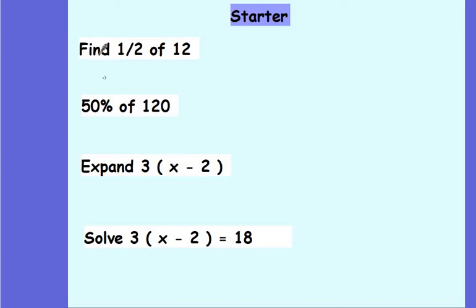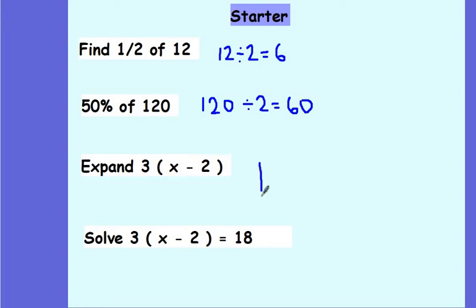Right, let's go through the answers. So to find half of 12, I need to do 12 divided by 2, which would give me 6. To find 50% of 120, we do it in exactly the same way. We need to do 120 divided by 2, because 50% is the same as a half. So that gives me 60.